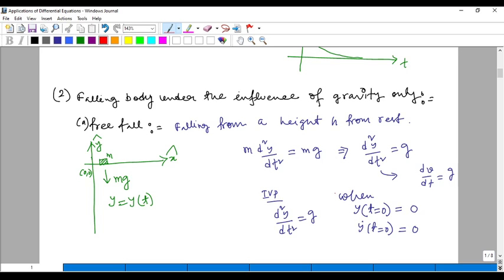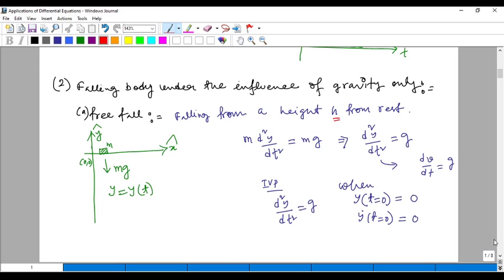From this situation and the differential equation, we can make an initial value problem with d2y/dt2 equal to g, subject to the initial condition y at t equal to 0 is equal to 0. So the initial position is 0 because the object is situated at the origin, that is why y equals 0 at t equal to 0. And now it is falling from rest, that is why the initial velocity, y dot at t equal to 0, is equal to 0. So this part is not actually needed.